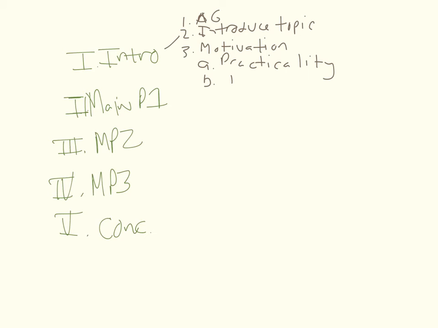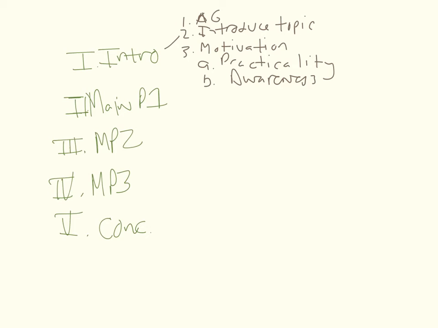A second one is awareness. And these aren't mutually exclusive, so you can have all 3 if you want. But you want to try to at least use one if you're going to do an informative. And awareness is where the information will expand your awareness about something so you can act accordingly.